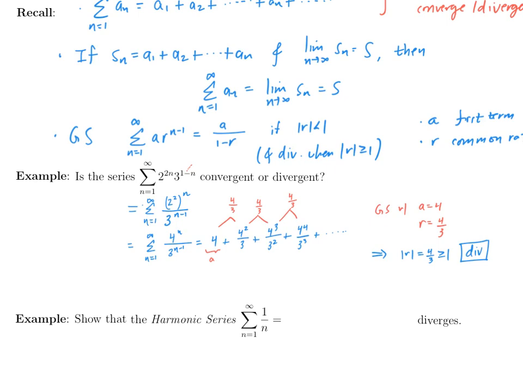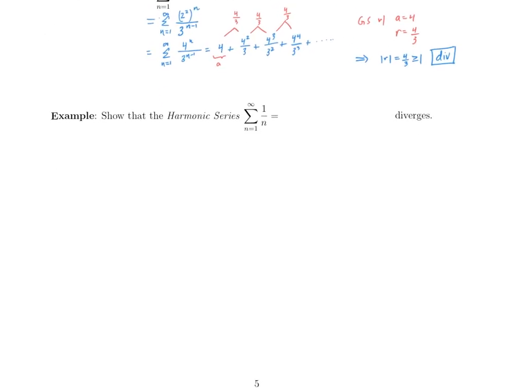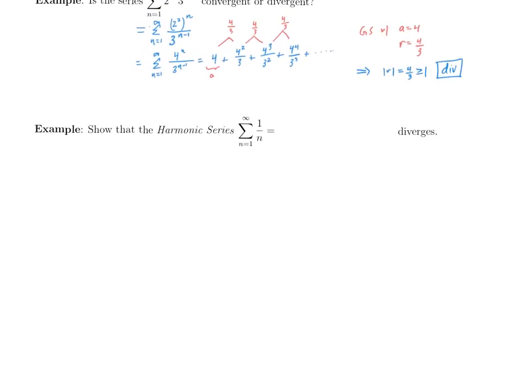Now for future reference, we're going to investigate something called the harmonic series. So the harmonic series is the sum from n equals 1 to infinity of 1 over n.